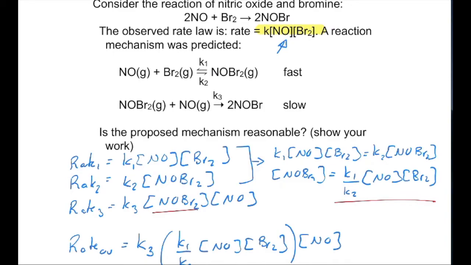Our rate law that we determined from this proposed mechanism has NO to the power of 2. So is the proposed mechanism reasonable? The answer to this one is no.